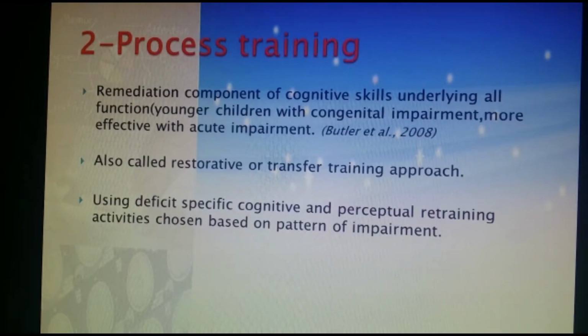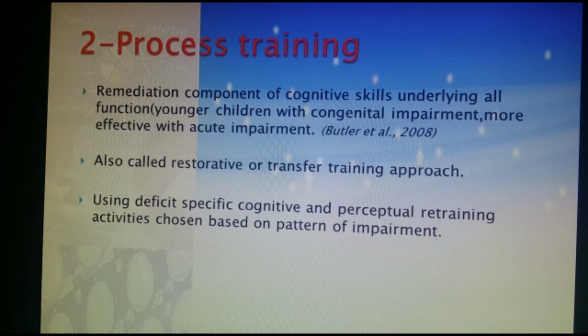The second approach is process training. In process training, we are focusing on remediating the lost cognitive skill. So I'm going to focus on remediating and restoring memory, attention, and information processing by using tabletop activities and paper-based activities. But again, we are focusing on the impairment level. So I'm remediating the loss of the skills. I'm not compensating. I'm remediating the skill which was lost.